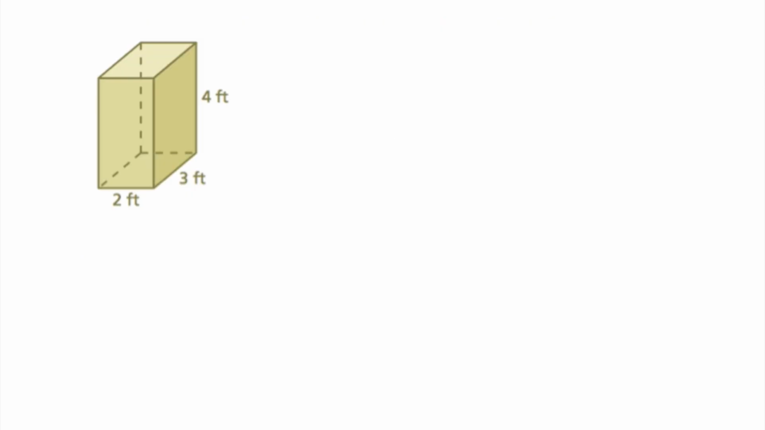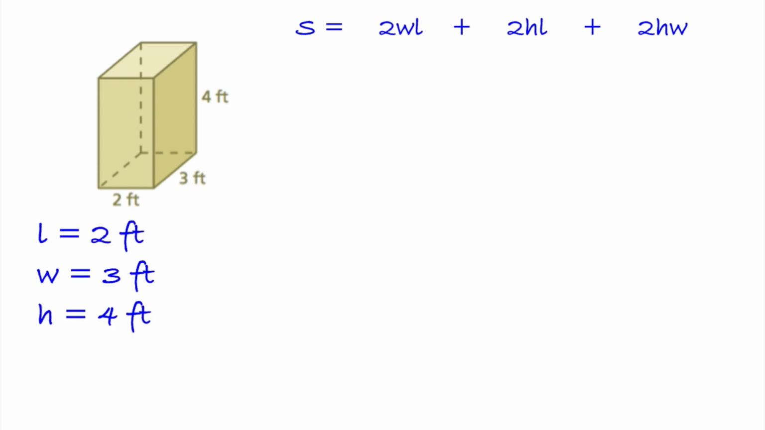Now let's find the surface area of a rectangular prism. For a rectangular prism, we can use the formula that we talked about earlier. In order to use that, we need to identify the length, the width, and the height. So for this problem, our length is 2 feet, our width is 3 feet, and our height is 4 feet.